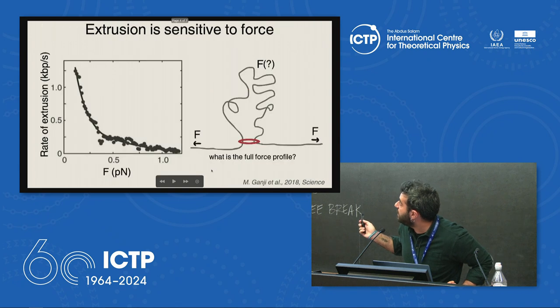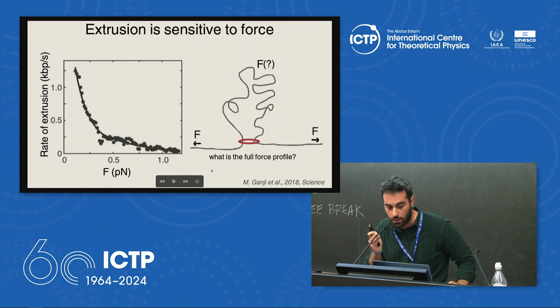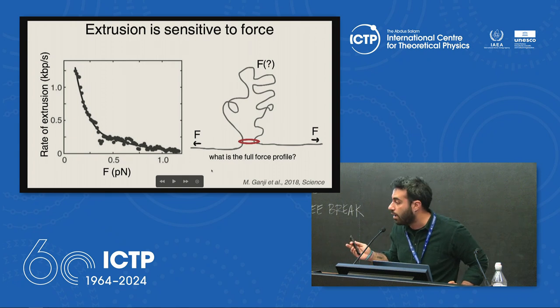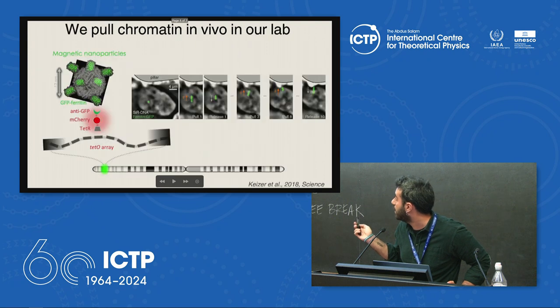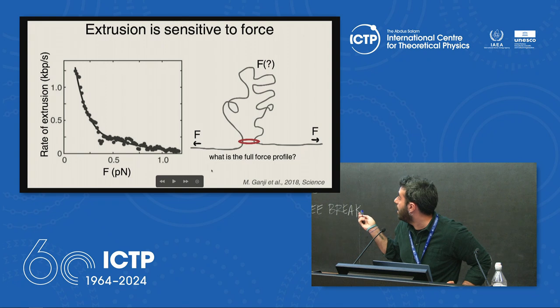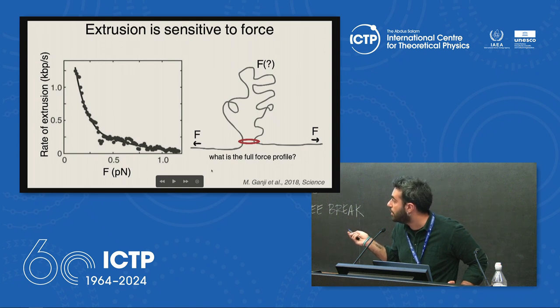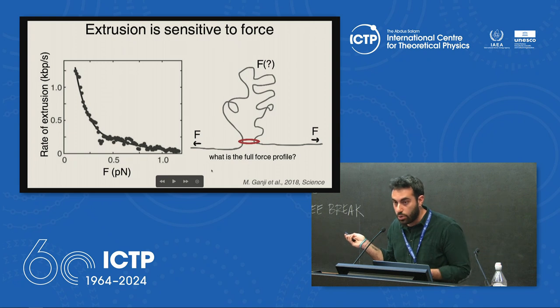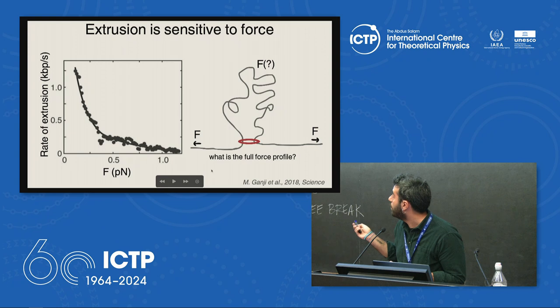Something very interesting about extrusion is that it's very sensitive to force. It has been demonstrated experimentally in vitro by the Dekker lab that the extrusion rate, which you can see in this left plot, depends on force, and the velocity of extrusion decreases when we increase the force to which the polymer is subjected. So a plausible question is, what is the full force profile in this active process?